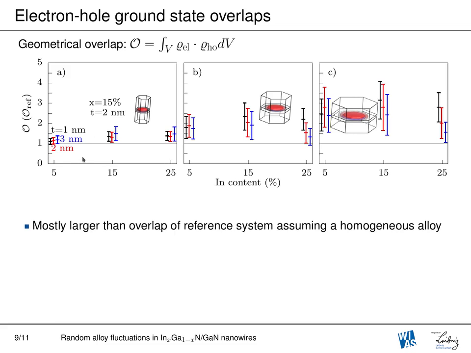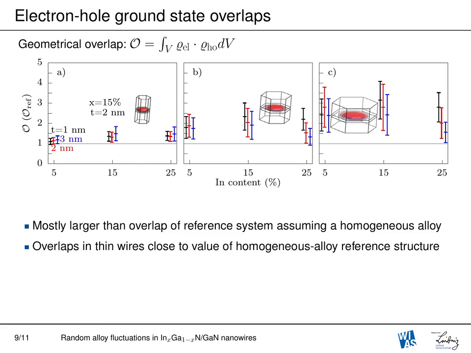What we see is that in most cases the overlap is larger than in the reference system where we assumed a homogeneous alloy. What we also see is that in thin wires, here on the left side, these 10 nanometer thin wires, the overlaps are still quite close to the values of a homogeneous alloy reference structure.